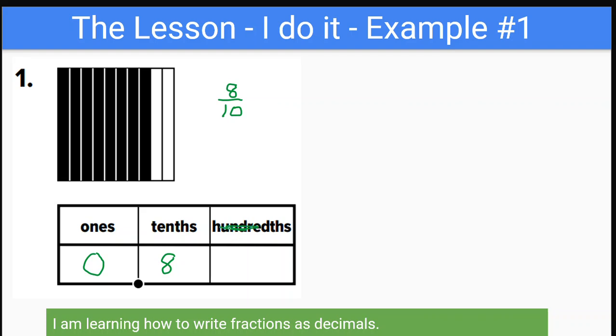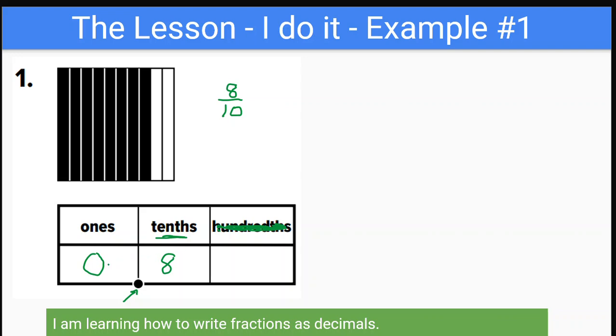And there's no hundredths because they didn't divide this shape up into 100 parts. They only divided it up into 10. Okay, so it's only tenths. So we can read this as 0 and 8, and it's in the tenths column when we say 8/10.